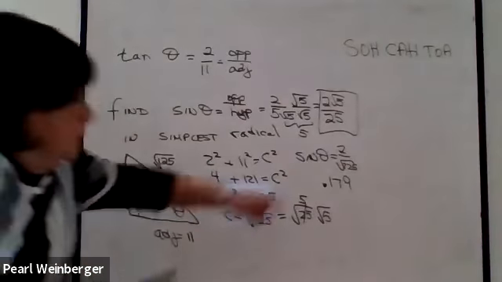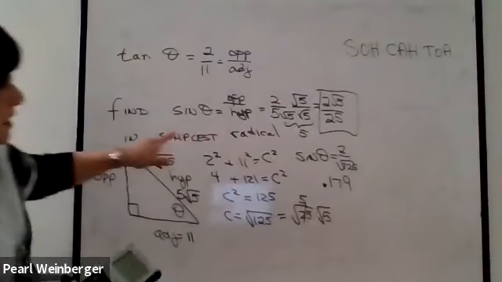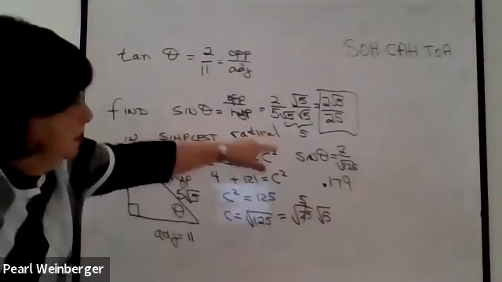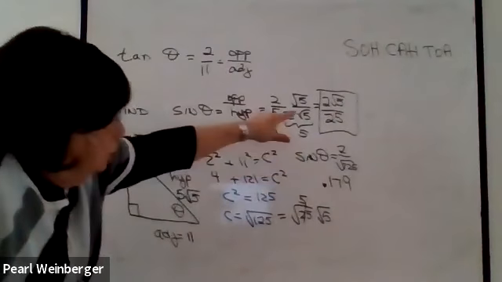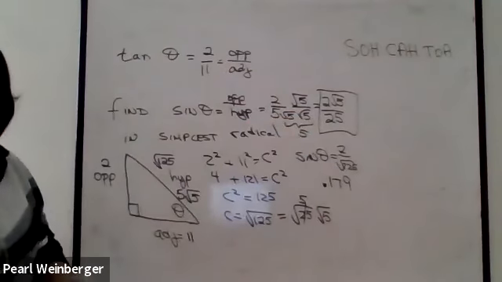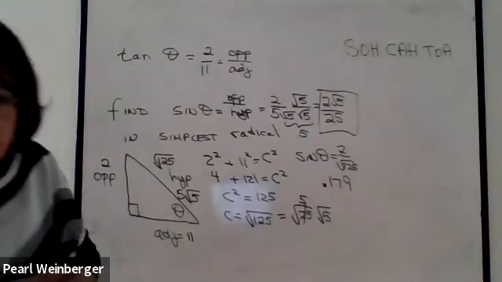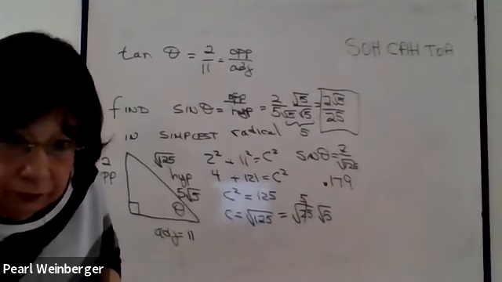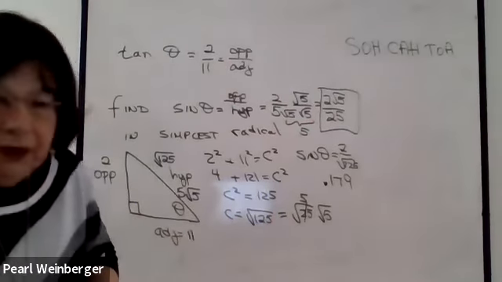So that would be your answer in decimal form, but they didn't ask for decimal form. They said simplest radical form. So that's the answer they would have wanted. Is that clear? Okay, great.